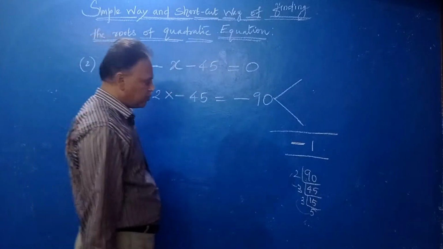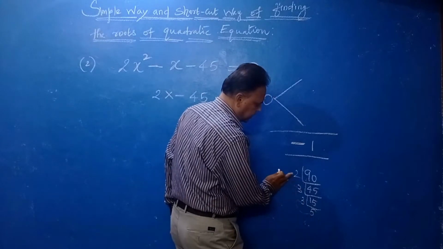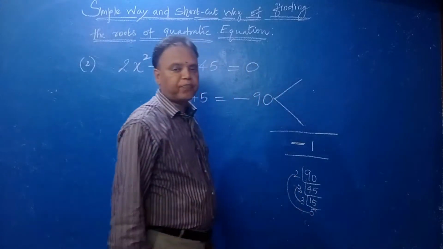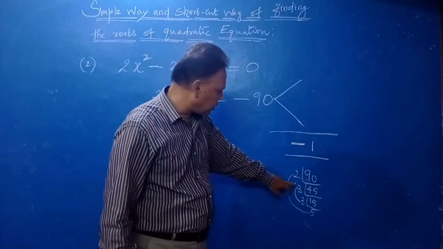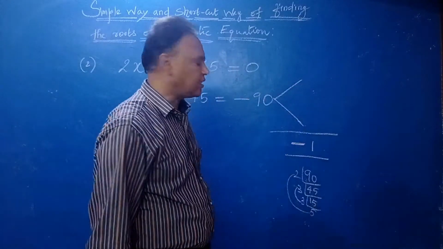6, 15 not possible, so leave it. Here 9, 10. 9, 10 is possible, right? This is 9, then 10. You have to multiply and see different ways, so that you will get the correctly matching factor here.